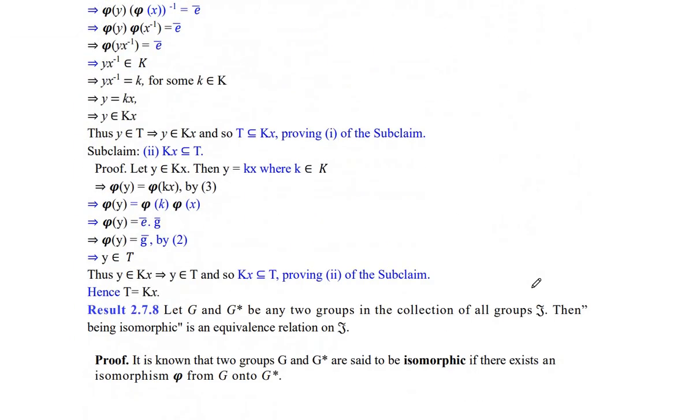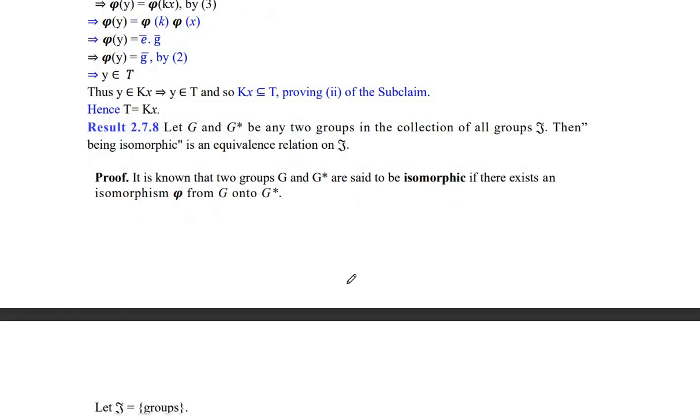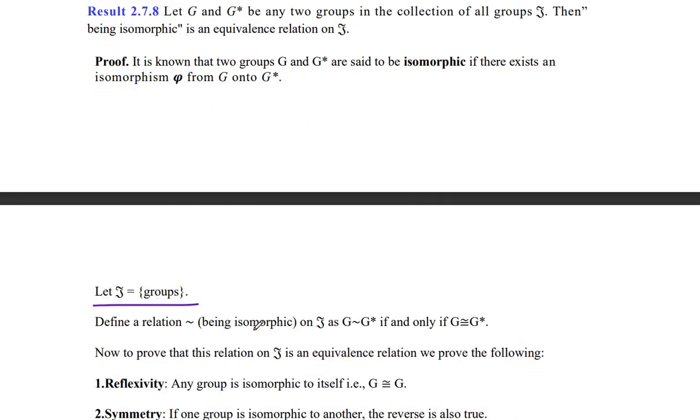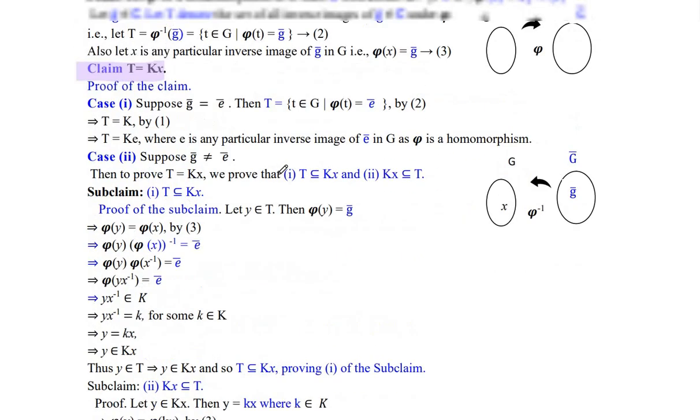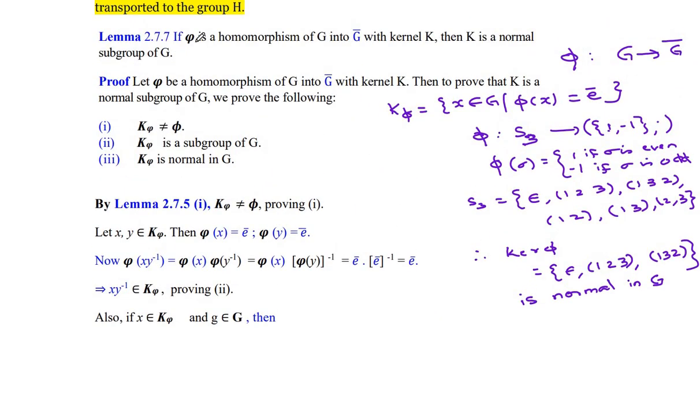And if we have isomorphic to be a relation on the collection of all groups, then this isomorphic relation is an equivalence relation on the collection of groups. So first we will establish that if phi from G to G bar is a homomorphism with kernel K phi, then this K phi is a normal subgroup of the domain G.